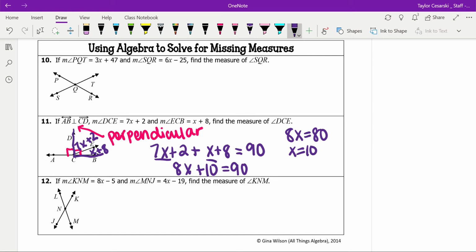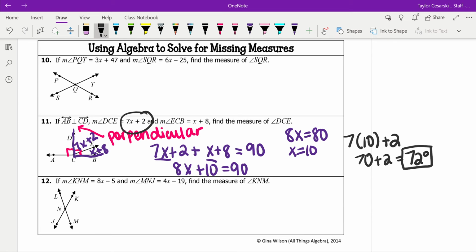Now be careful because that's not your final answer. It asks for the measure of angle DCE. Remember, DCE is 7x plus 2. So 7 times 10 plus 2, plugging that in for x. So 70 plus 2 is 72 degrees.